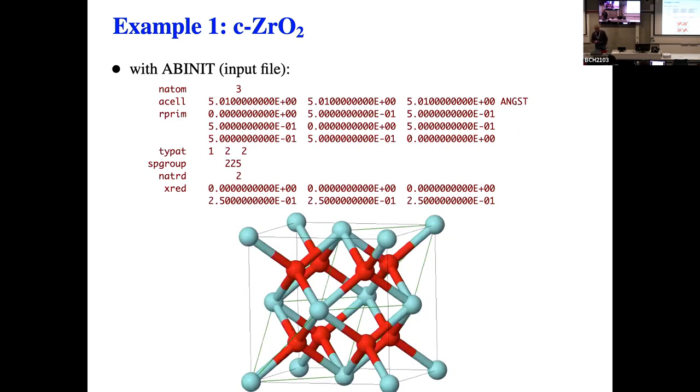You can decide to do things slightly differently and change your input file from the beginning. If you know what the space group is, you can say my space group is 225, and I only have two atoms in the reduced unit cell: the first one, which is the zirconium, and the second one, which is the position that I was mentioning for the oxygen atoms. So you have quite a lot of flexibility.